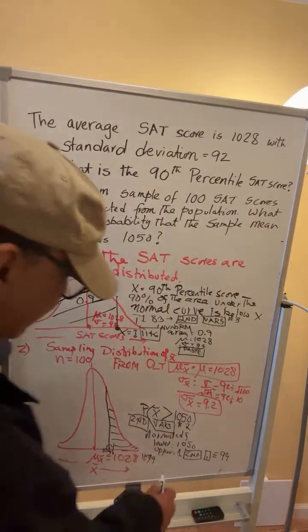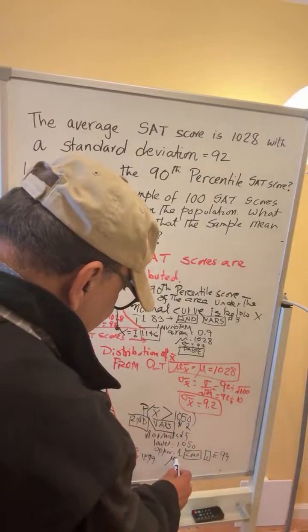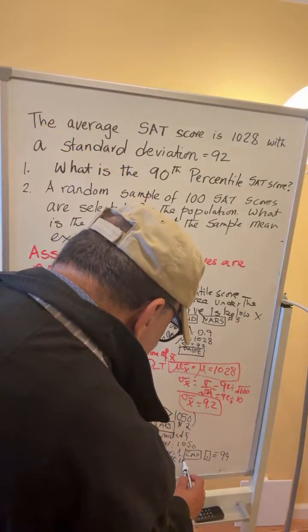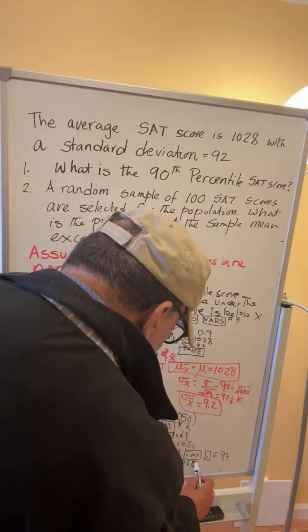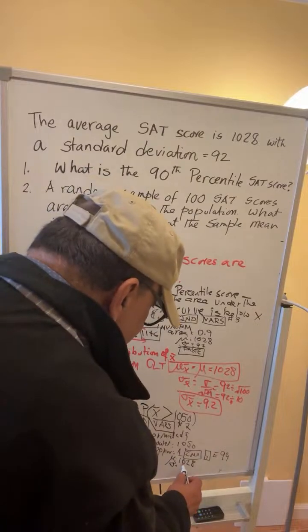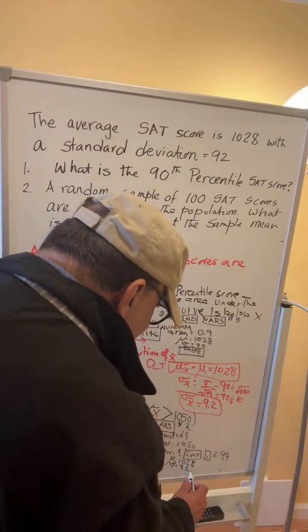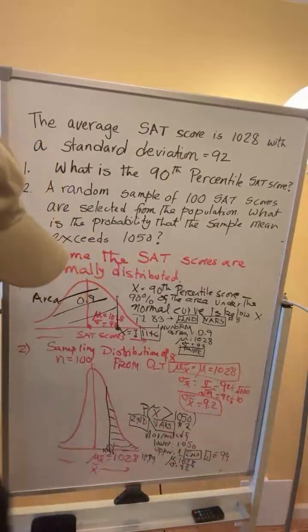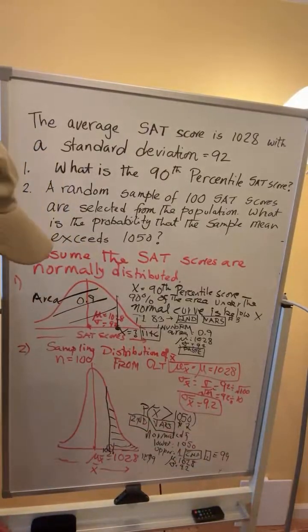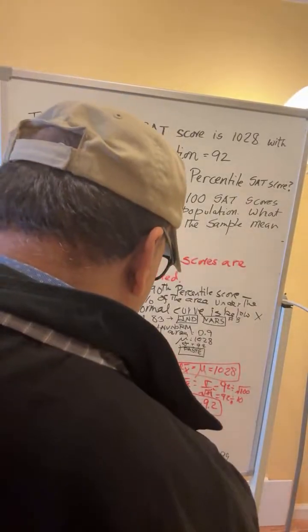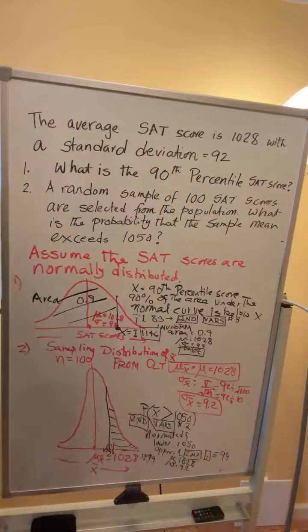That's my upper. My mean is the same as before, and that is equal to 1028. And my sigma, remember, is 9.2 because it's the standard deviation of the sampling distribution, which is the population standard deviation divided by the square root of the sample size, is 9.2. Then you go to paste, enter and enter.